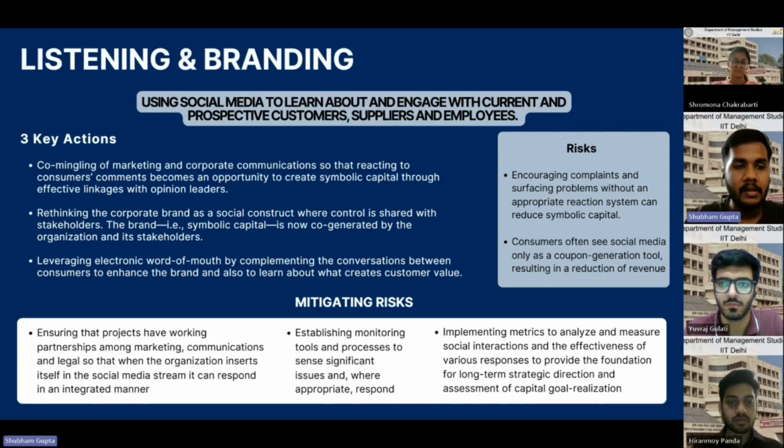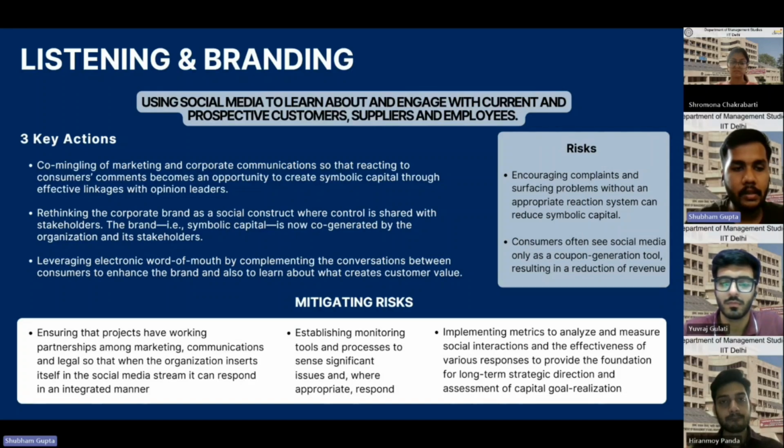The second point is rethinking the corporate brand as a social construct where control is shared with the stakeholders. So this increases your symbolic capital. Instead of generating the symbolic capital just in a unidirectional manner, you imagine your organization as a social construct and involve your stakeholders, so that your symbolic capital is now created by the organization as well as the external stakeholders.